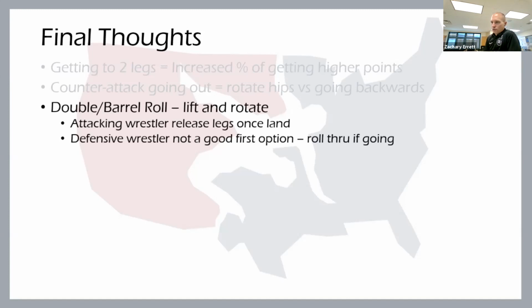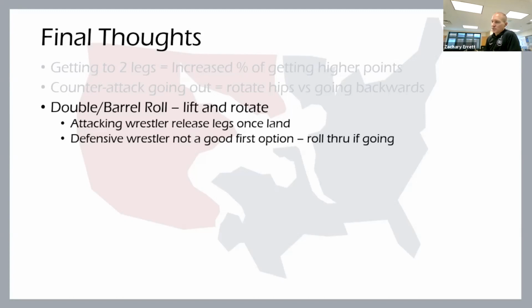That double leg barrel roll, again, if you lift and they rotate down at the attack, that's a situation where this is probably the only time where I would say let go of the leg when you hit. So right when you land, you separate your hands and you either try to catch them or you're able just to wrestle out of it. That gives you the higher points. If you don't and you roll through, you're probably going to give up 2 points in that scenario.